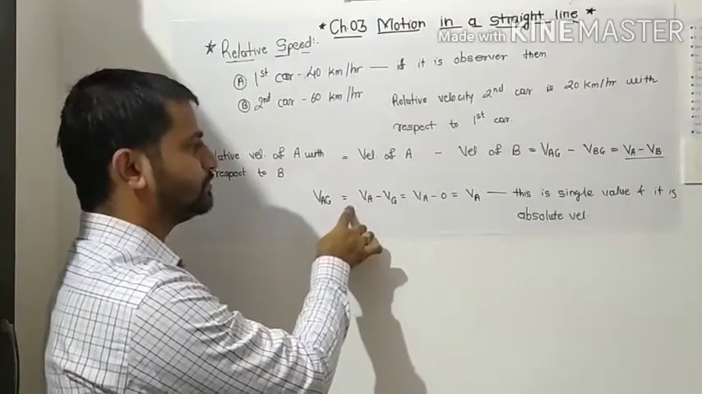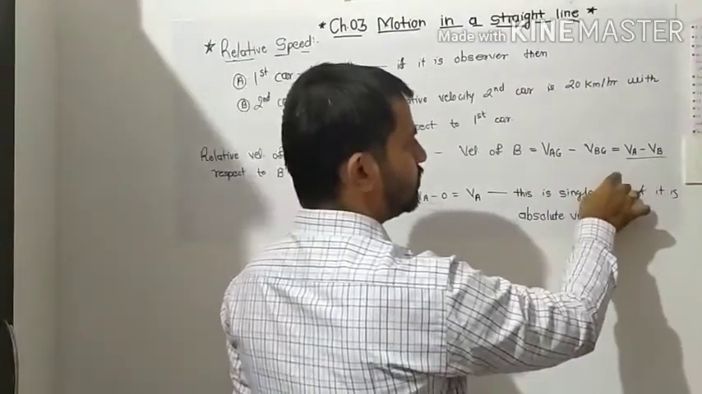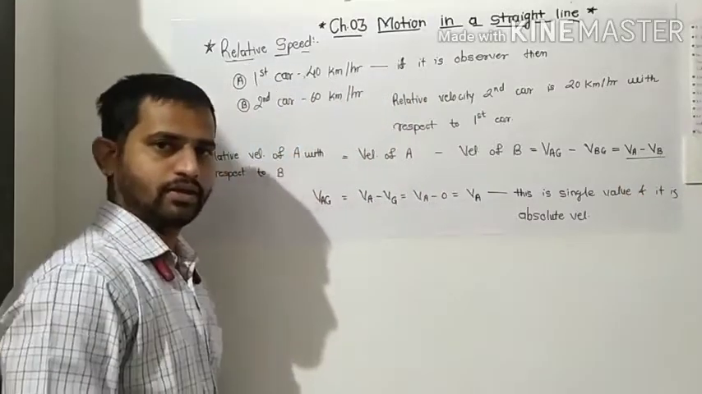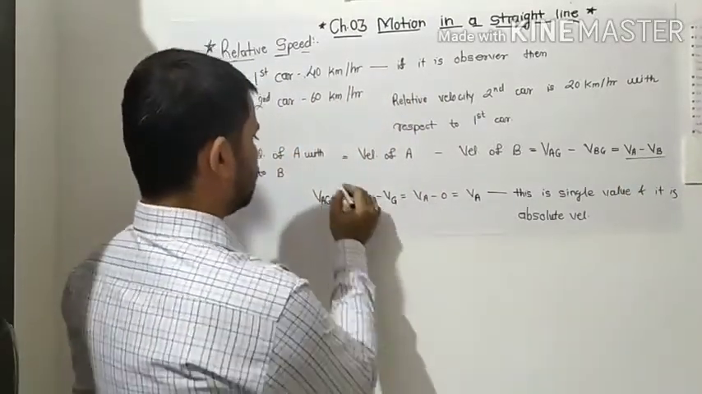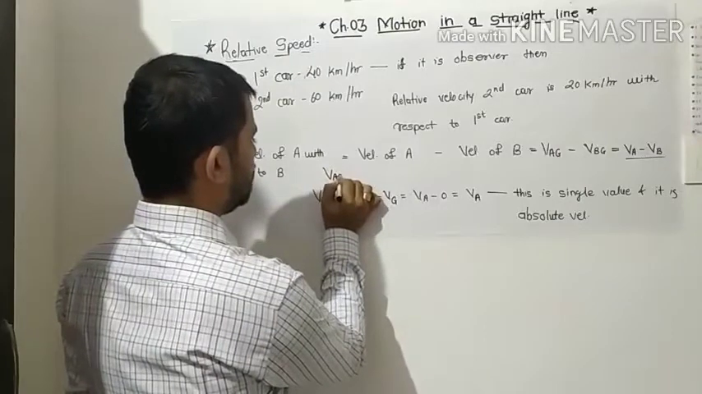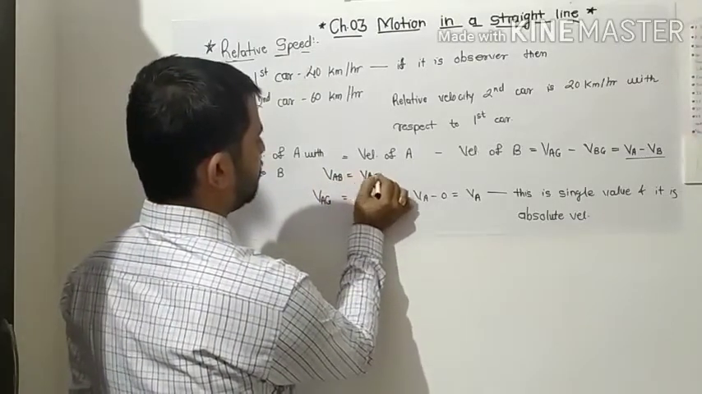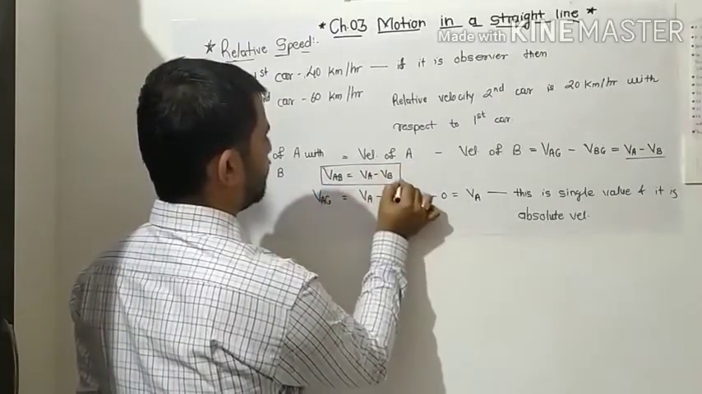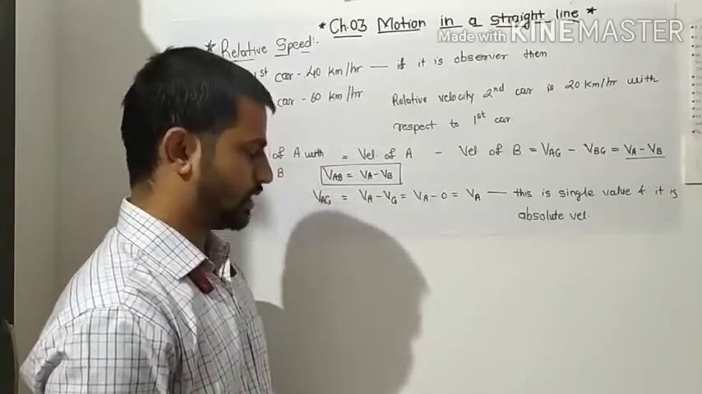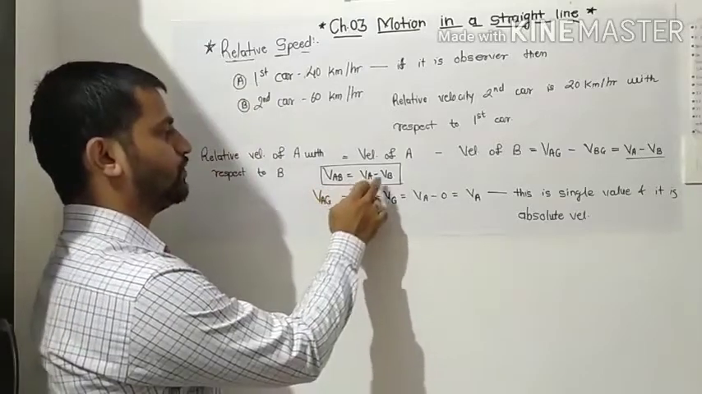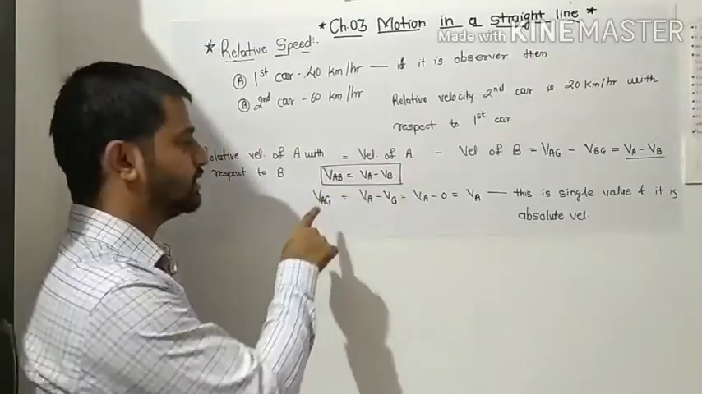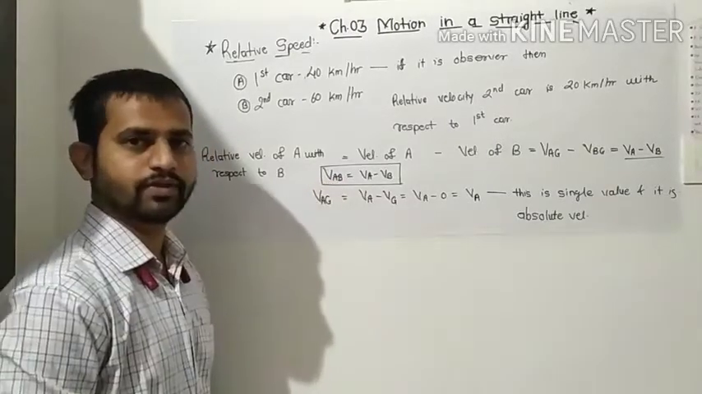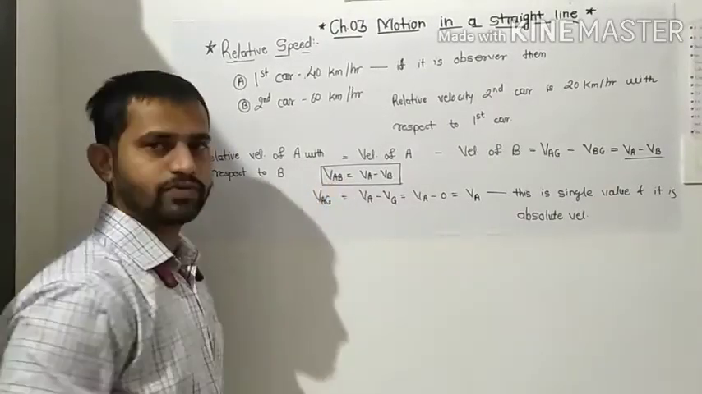First we take the mover, and then the observer. Okay, we can write it as VAB is equal to VA minus VB, so that you can get the perfect idea about this. Where VA is the mover, and VB the observer. We have to write down the mover first and then the observer.